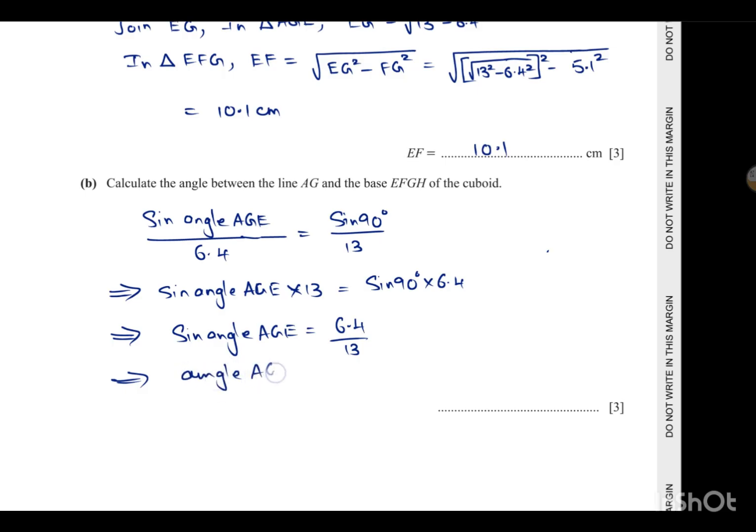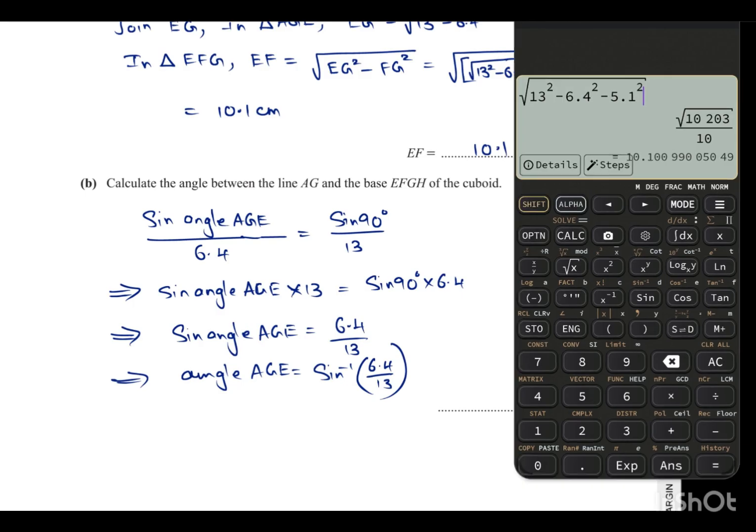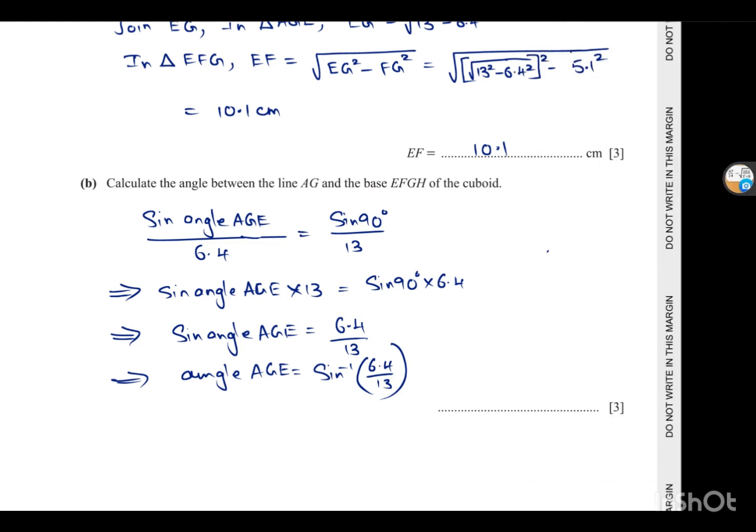Angle AGE is equal to sine inverse of 6.4 by 13. Find out sine inverse of 6.4 divided by 13, which is 29.492. So it is 29.492 degrees, which is 29.5 degrees. So the answer is 29.5.